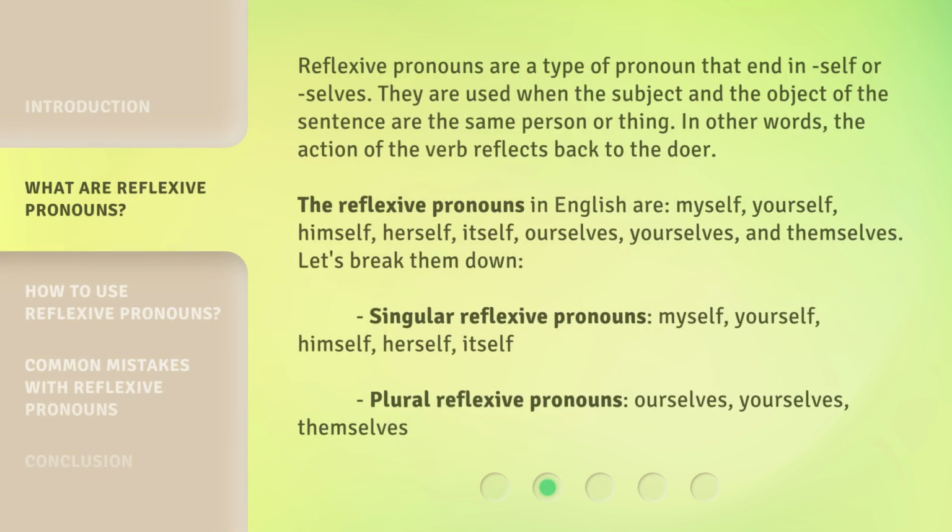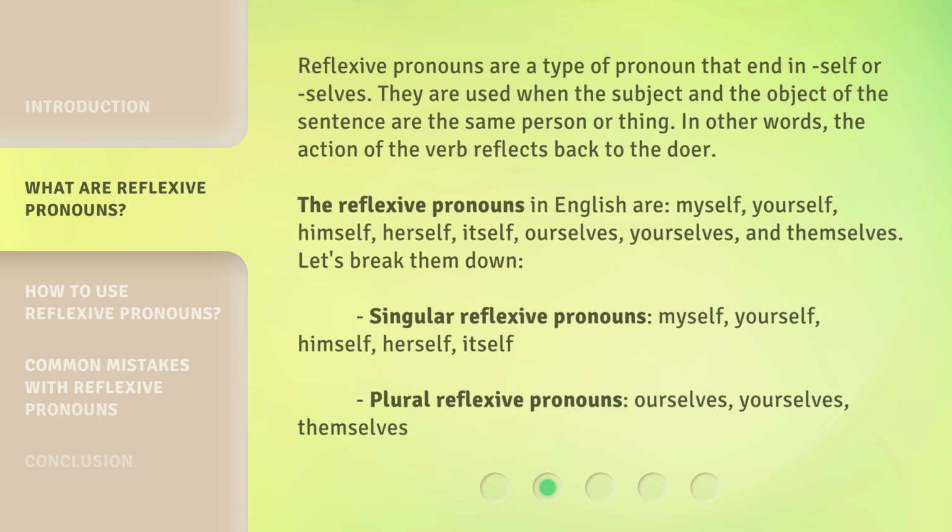Reflexive pronouns are a type of pronoun that end in self or selves. They are used when the subject and the object of the sentence are the same person or thing. In other words, the action of the verb reflects back to the doer.